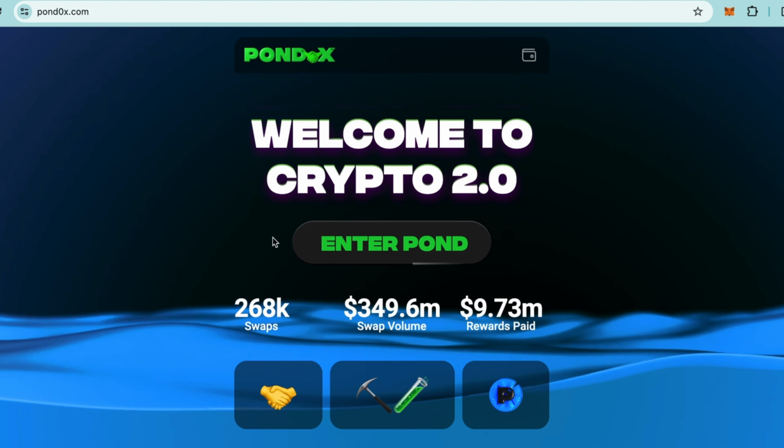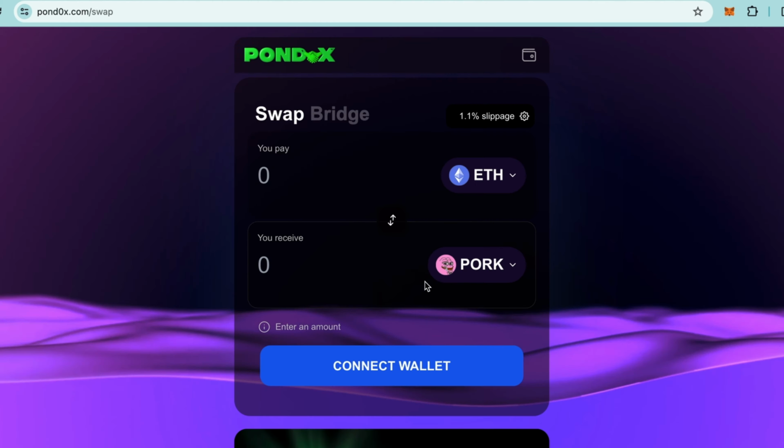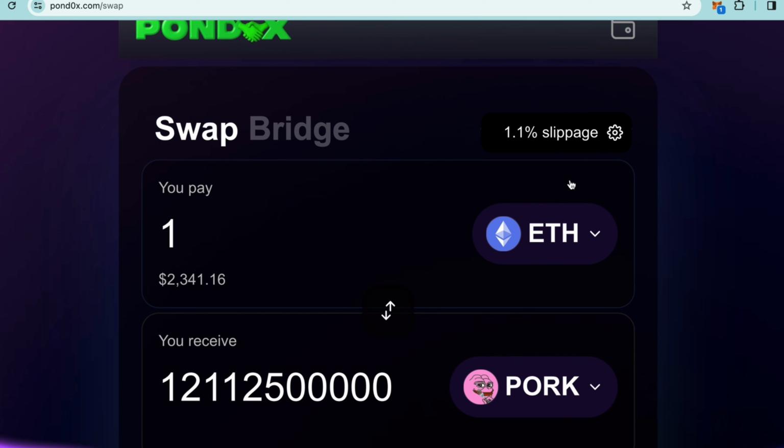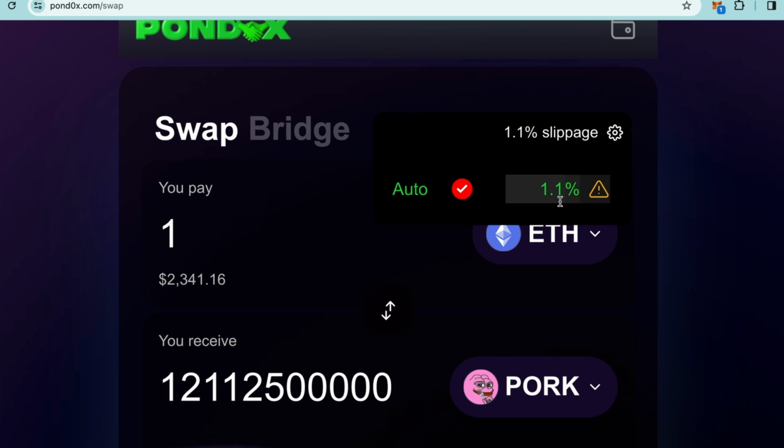Now, to get Pork on Pondex, all you have to do is go to the website, connect your wallet, go to swap, and swap whatever token you have for Pork. If it doesn't work at first, try increasing the slippage just a little bit. I was successful using a 1.4% slippage for my transaction.